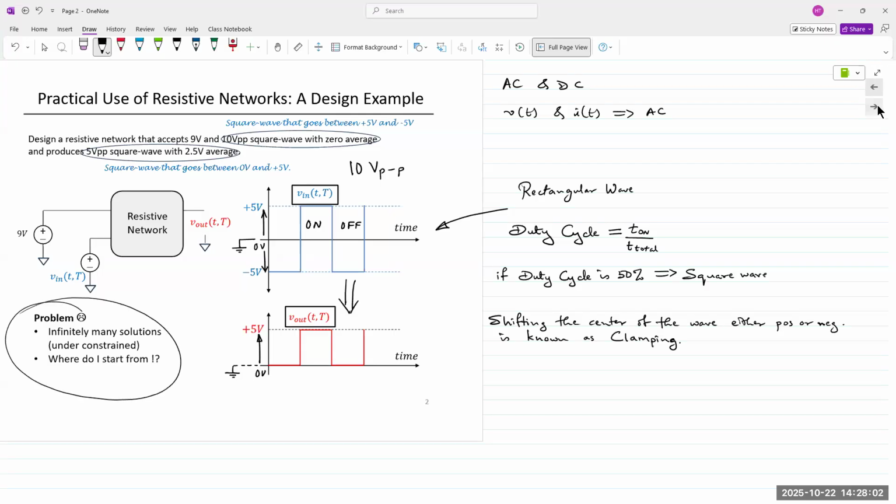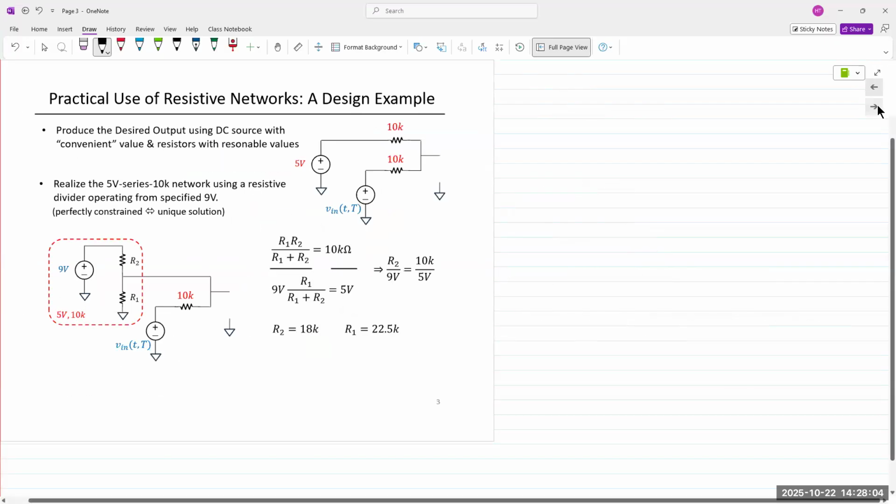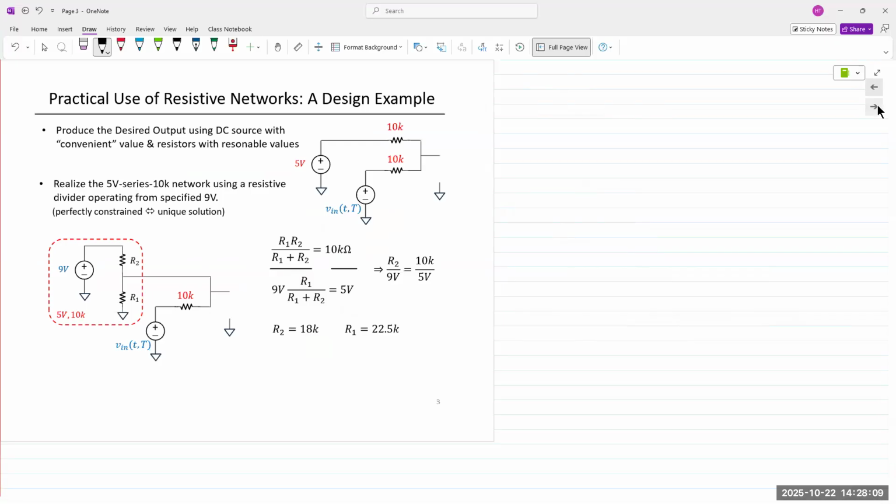Okay. Anyway, so we are not going to do that. We are asked to use only resistors. Okay, only resistors. And so what we can do is we can take a source and a resistor, and we can connect it to V in of t. V in of t is given right here.